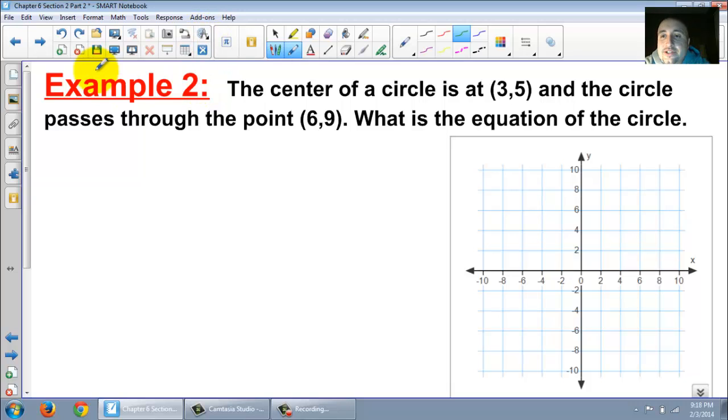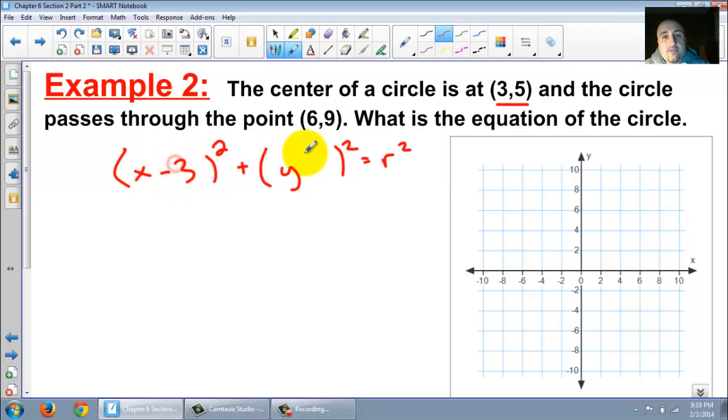It says the center of a circle is at (3, 5). So basically what they've already told you is they've already given you half of your answer, because we want to know the equation. So (x − _)² + (y − _)² = r². It's telling us that our center is at (3, 5). So our x value is 3, so I'm going to do x − 3. And our y value is 5, so I'm going to do y − 5. Now what we have to find is our r².